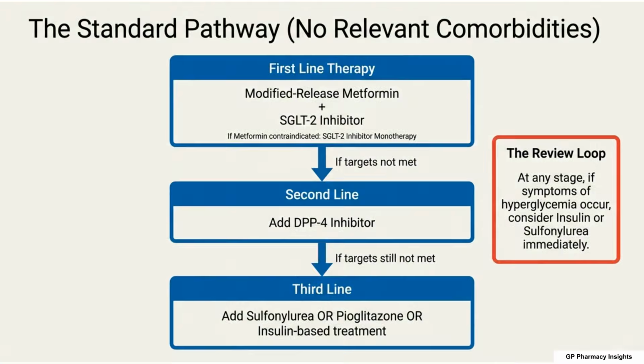For patients with no relevant comorbidities, the standard pathway begins with modified-release metformin plus an SGLT2 inhibitor. If targets are not met, add a DPP4 inhibitor, followed by a sulfonylurea, pioglitazone, or insulin-based treatment. Note the review loop for immediate hyperglycemia symptoms.